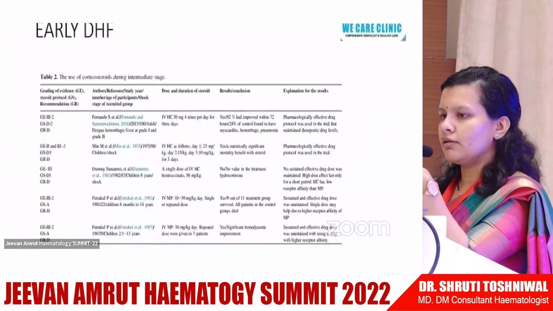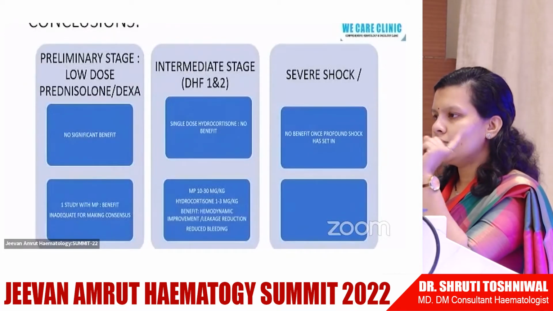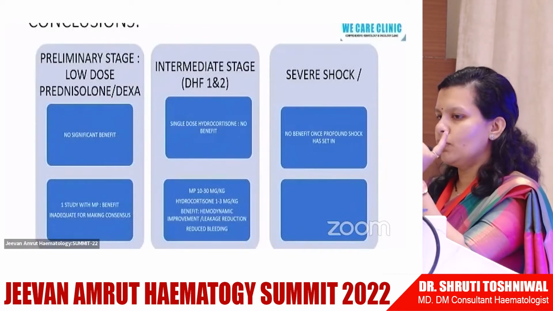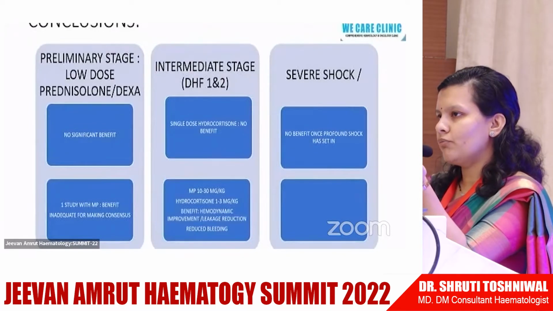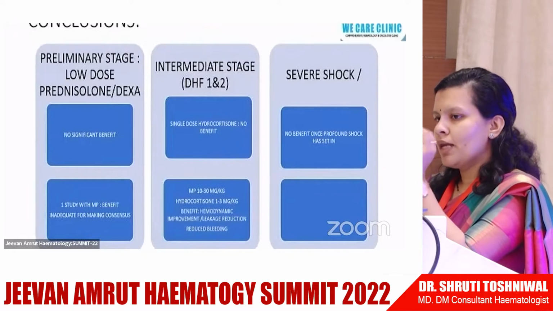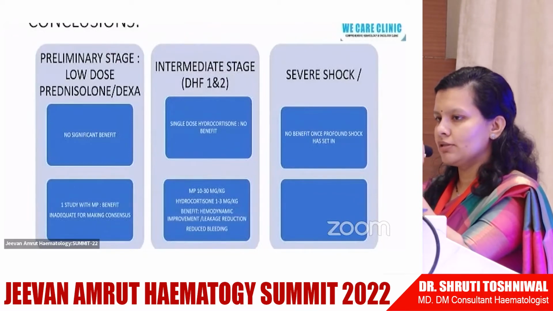In the preliminary stage, they have tried low dose and high dose. They have said that in this preliminary stage, low dose has no significant benefit. There's only one study with methylprednisolone, and that is showing benefit in terms of prevention of dengue hemorrhagic fever and prevention of shock. But one study's benefit is inadequate to make any conclusions.